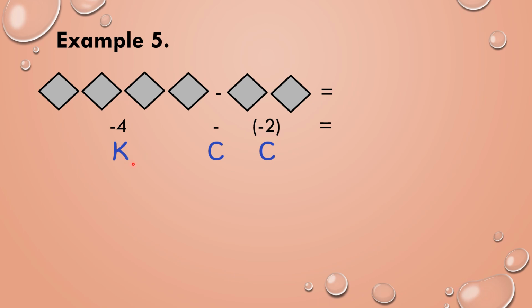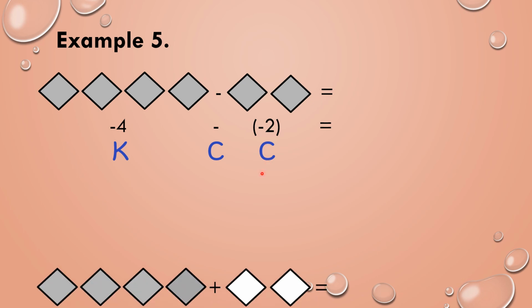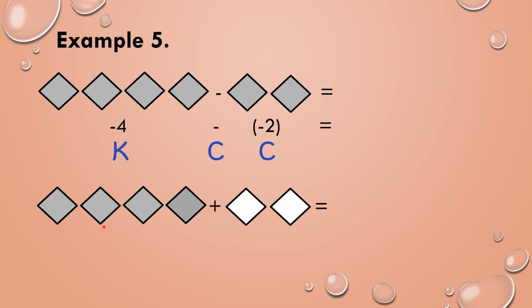Keep, kapag sinabing keep, hindi natin papakialaman yung negative 4. So, yung 4 gray tiles ay ganun pa rin. And then, change, yung minus magiging plus, dahil ang kabaliktaran ng minus ay palagi pong plus. And then, yung C, since ang sabi sa C ay change, so yung negative 2 ay gagawin nating positive 2. So, ganito na yung mangyayari sa kanya. Negative 4 gray diamonds plus 2 white diamonds. Yung gray ay naging white since gagawin natin siyang positive at yung minus ay naging plus.